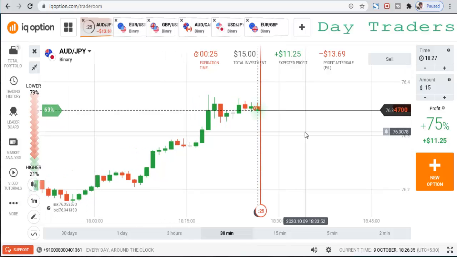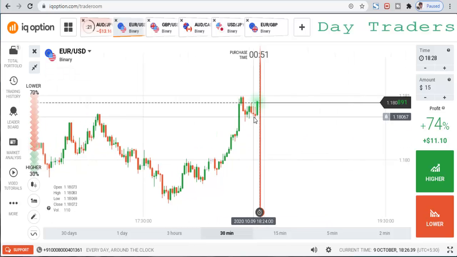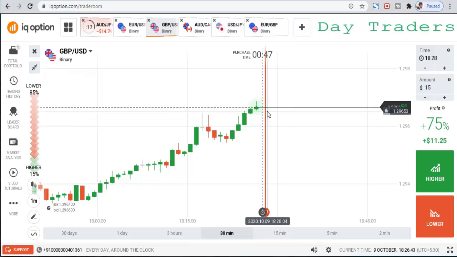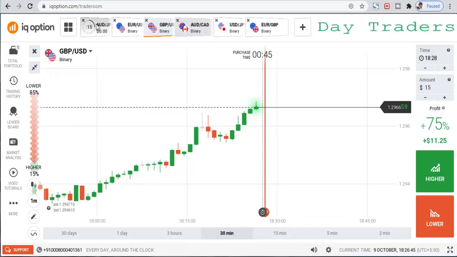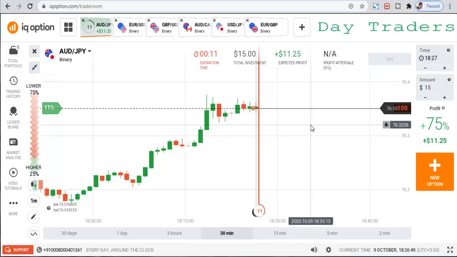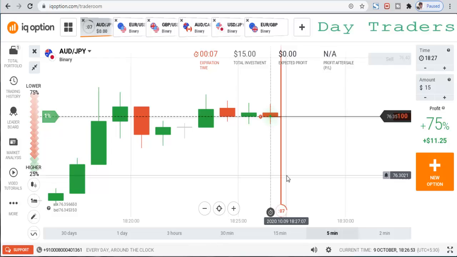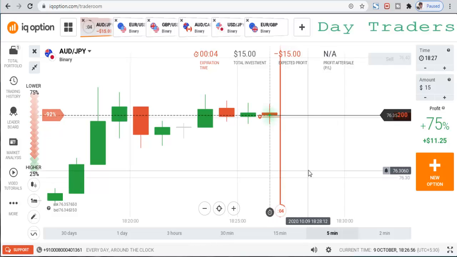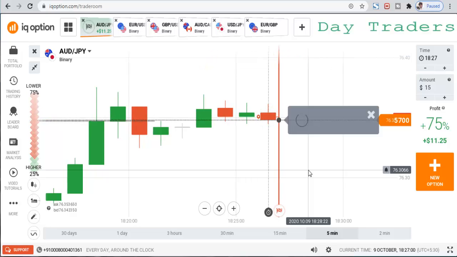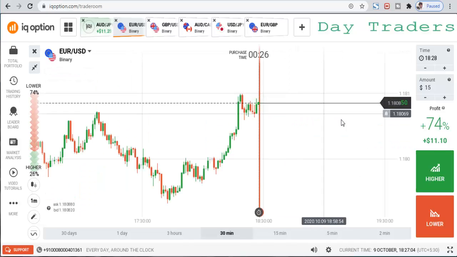Okay, let's check the other pair. Okay, there is no opportunity. Okay, I hope this candle makes a bearish candle, not a bullish candle, but a little bit late entry. Okay, this is a winning trade. We'll check the next pair.